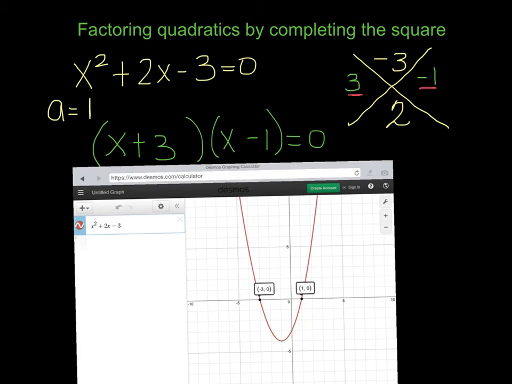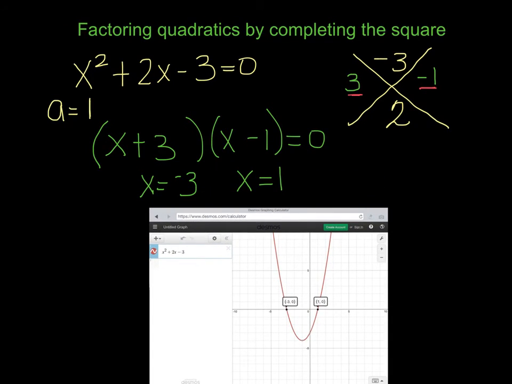So now we're checking our work with Desmos. And if you notice, I substituted x squared plus 2x minus 3 into Desmos, and I got x squared plus 2x minus 3. And immediately Desmos graphed it for me. Now I check my roots and I notice that it's at x equals -3 and x is equal to 1. And when I check my work, it is true, those are my roots.